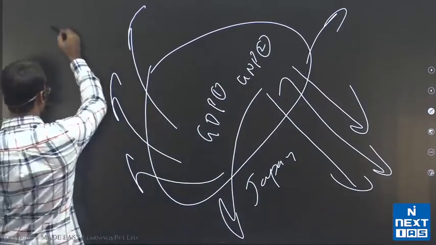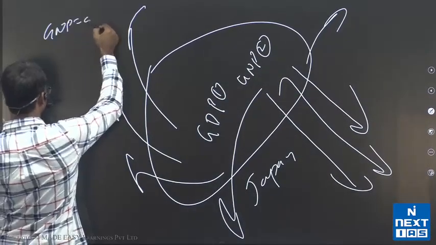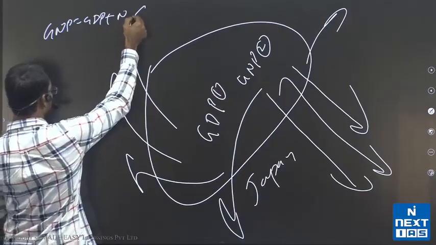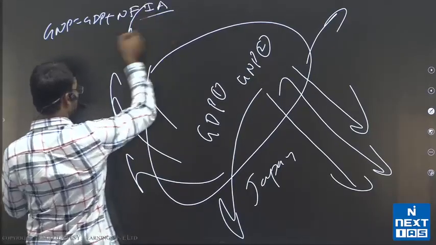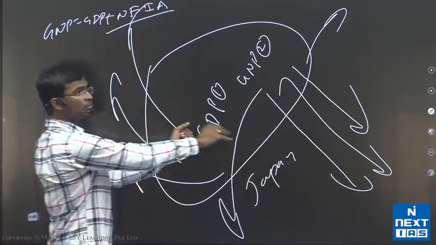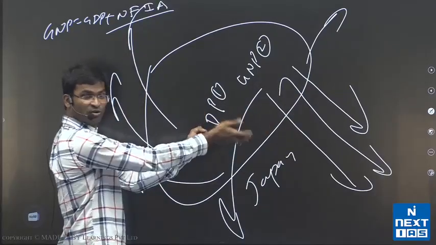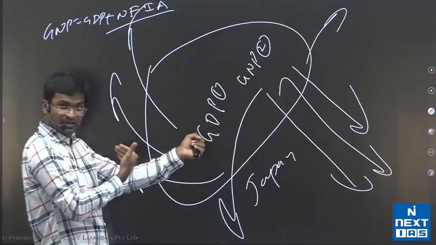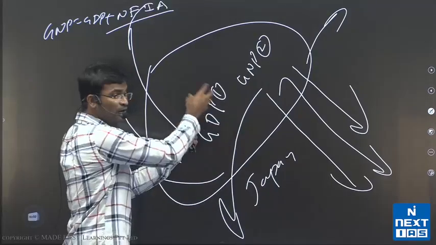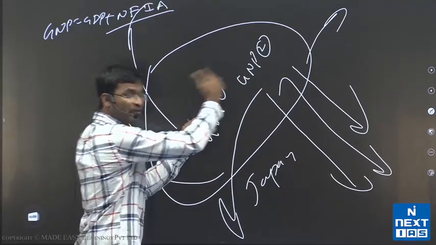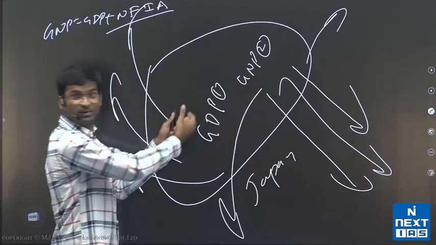GNP is equal to GDP plus net factor income from abroad, sir. When people go abroad, they send more money, factor income. Inflow more, outflow less. How is outflow less? Tell me. If a lot of Japanese people are going abroad, do you think outsiders will go to Japan?